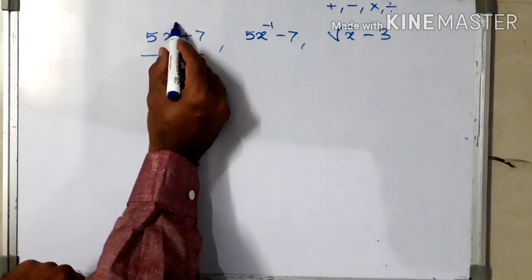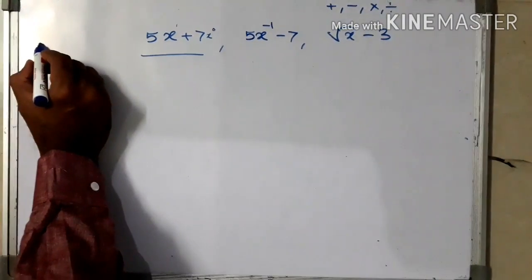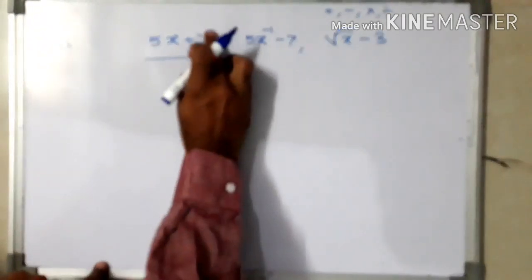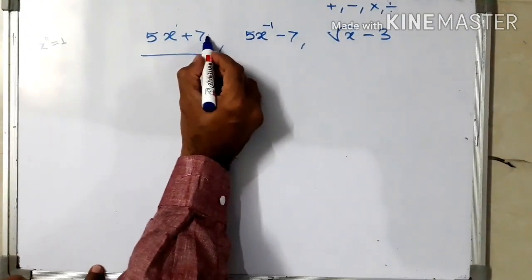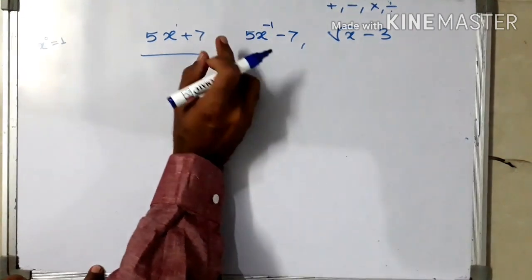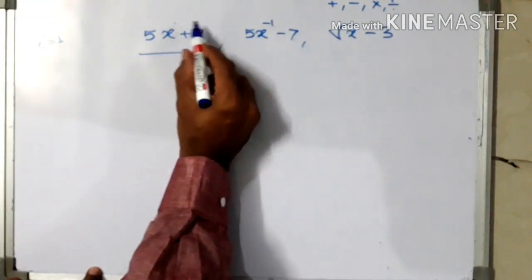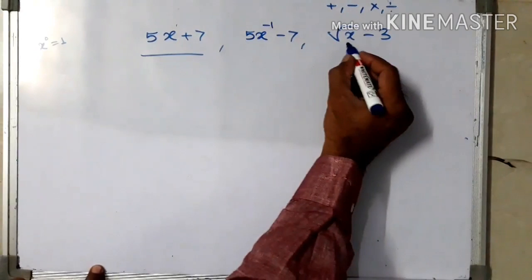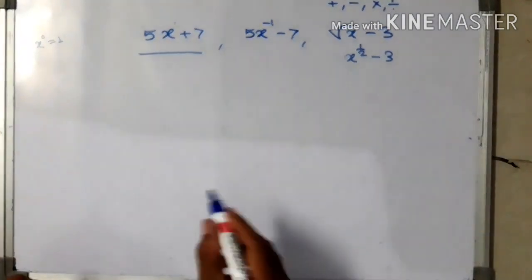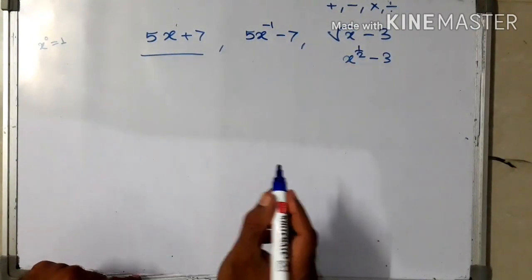Here the power of that variable is 1, and the power of the variable here is 0. We know that by the laws of indices, if the power of any number is 0, then the value of that number is 1. So here 7 into 1 means we can write it as 7x raised to 0, so we consider the power of the variable to be 0. Similarly, 10, negative 10, and here x raised to 1 half minus 3 are also real numbers. So we know that the power of each and every variable is any real number.